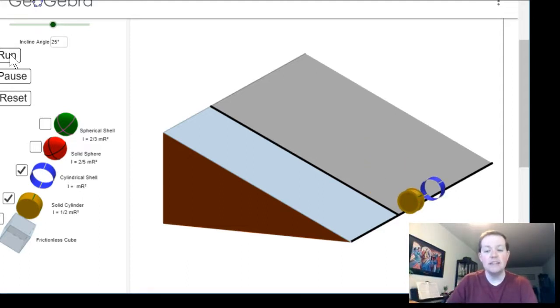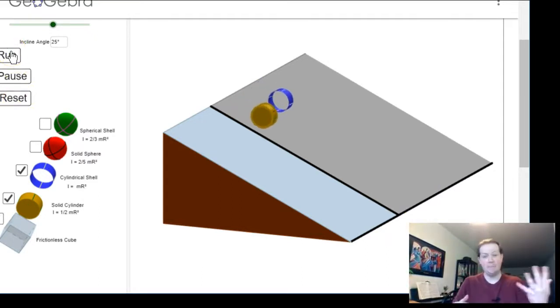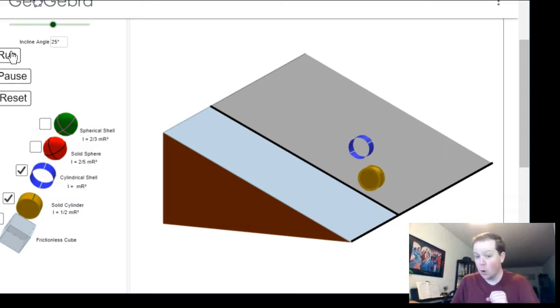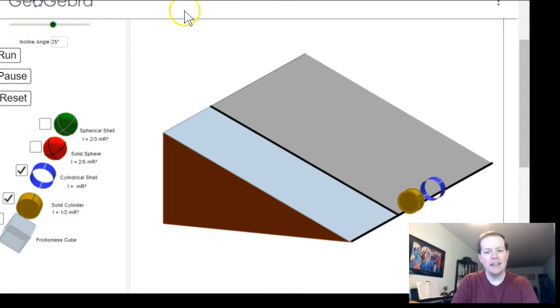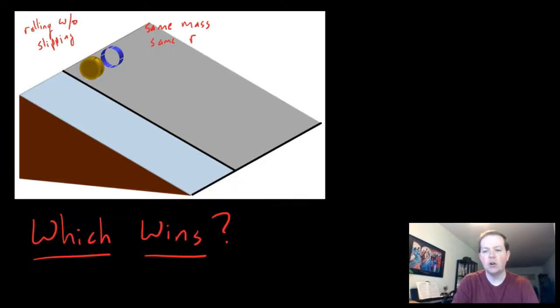The solid disk wins the race. Once again, let's watch. They start at the same spot. They both start at rest, the same potential energy. Now both are rolling, but the solid disk wins. Why is that the case? Why is the solid disk going to win in this situation?